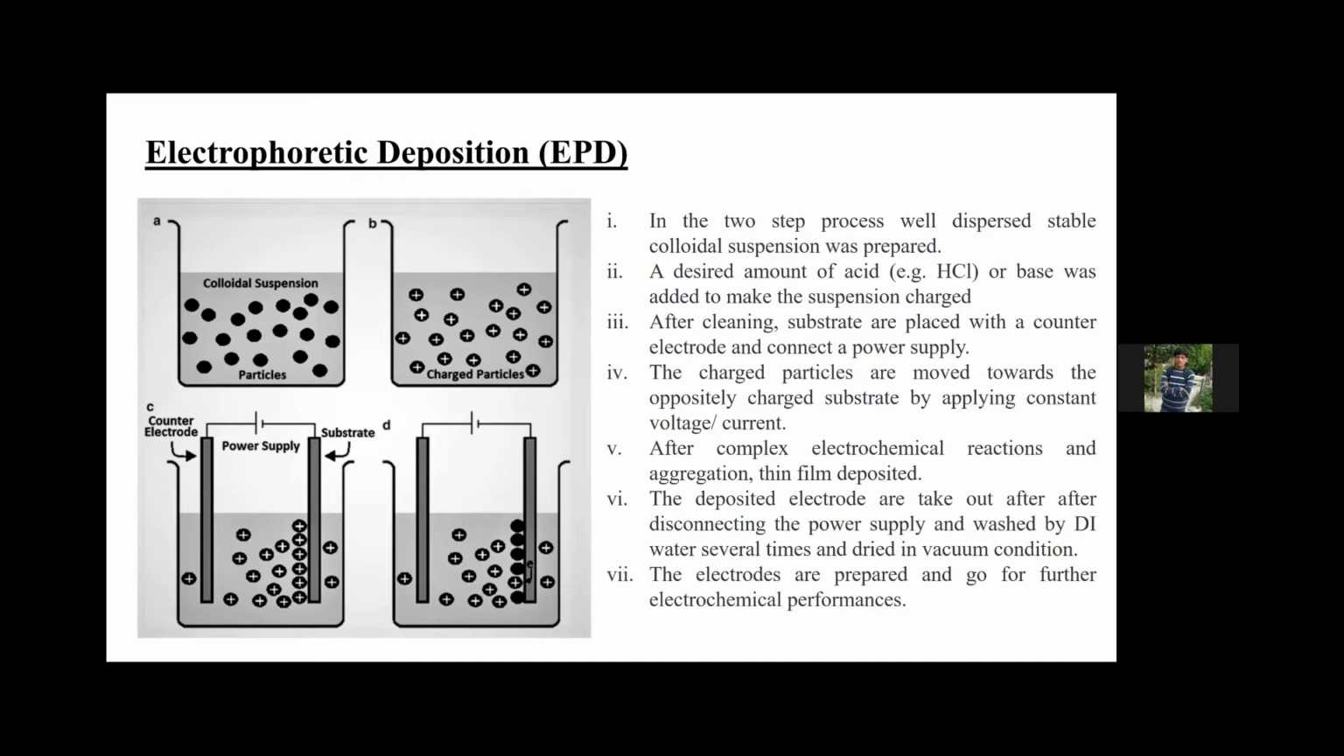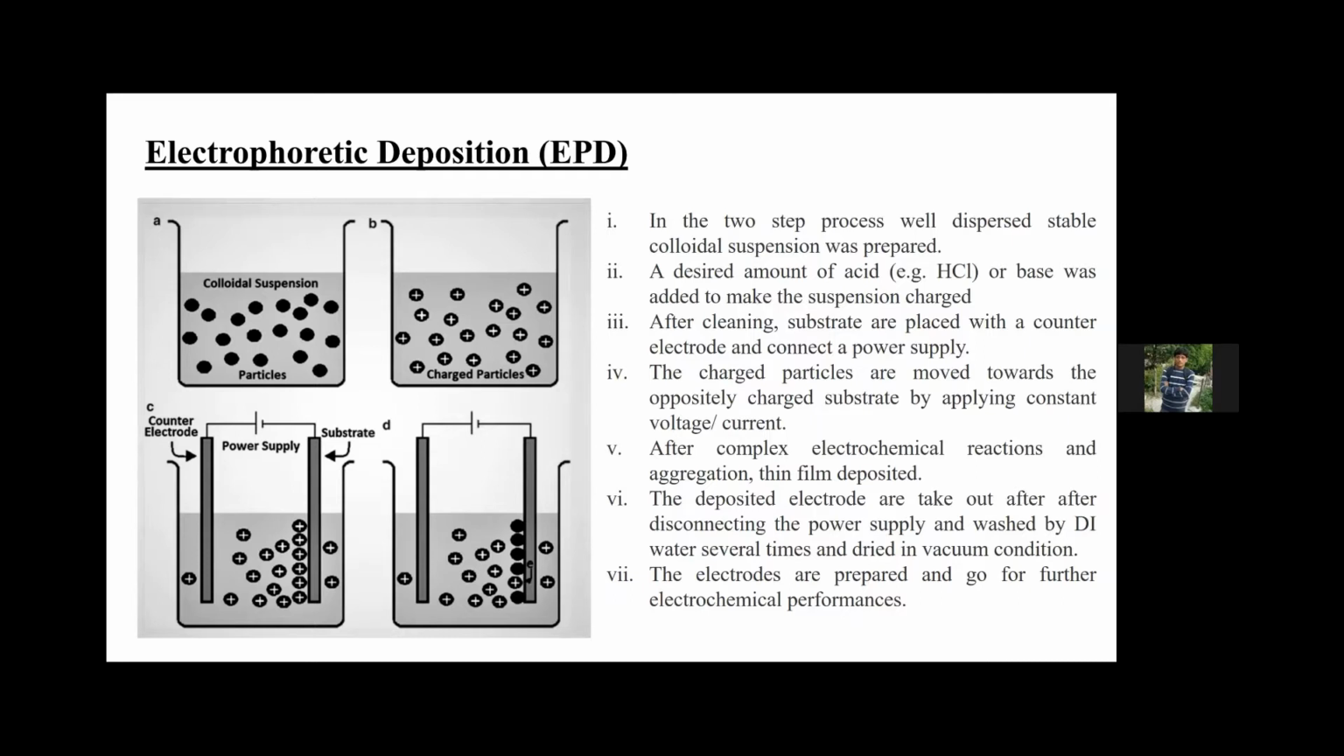And after that, we need to charge our suspension. So we will add a small amount of hydrochloric acid. The small amount of hydrochloric acid will charge the MnO2 particles, so that electrophoretic deposition may happen.